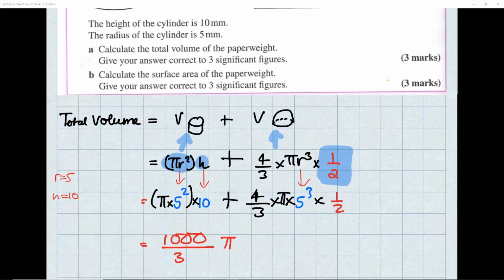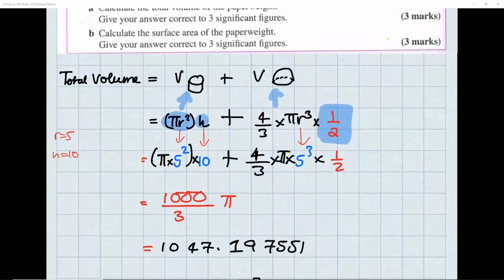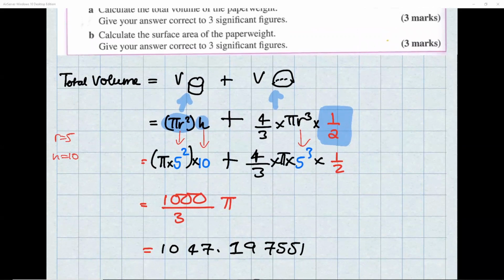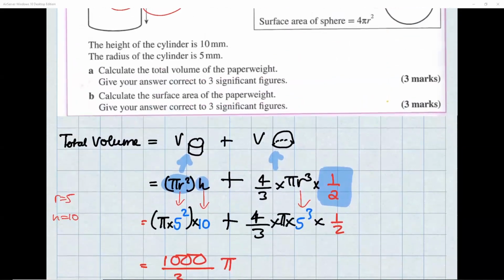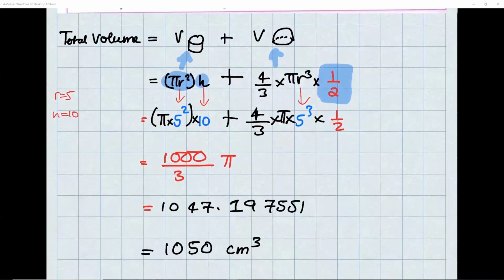1000 over 3 pi. And then when we turn that into a standard decimal, what do we get? 1047.2, which is 1 dp. Now remember, in this particular question they wanted significant figures. So my decimal value answer is this. This is my calculator answer. I try to put as many digits as I could. And they want the answer given to how many significant figures? 3. Starting from the first non-zero digit, which is 1. So that's 3 significant figures.